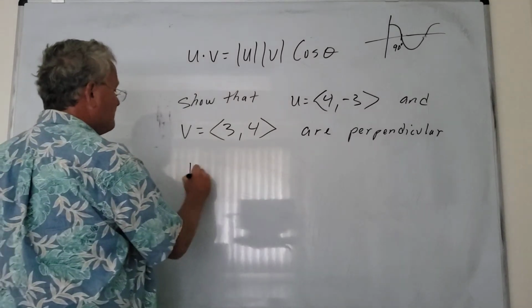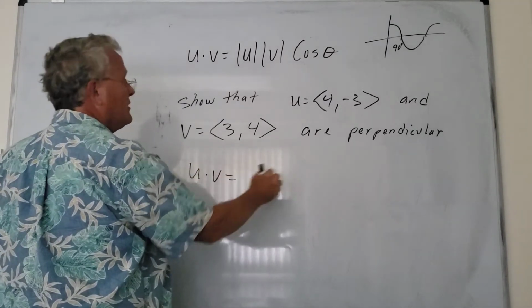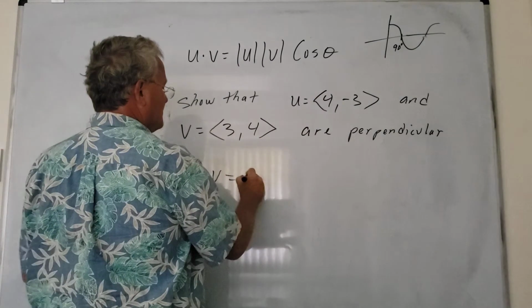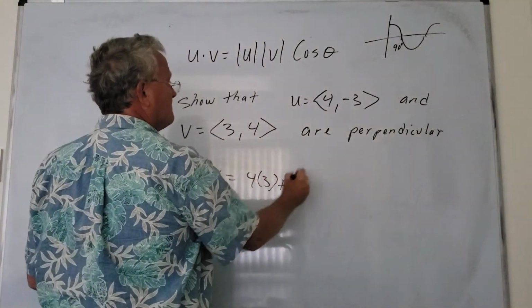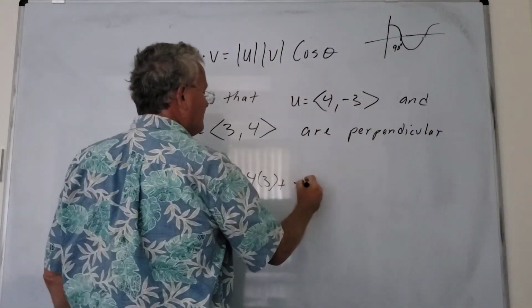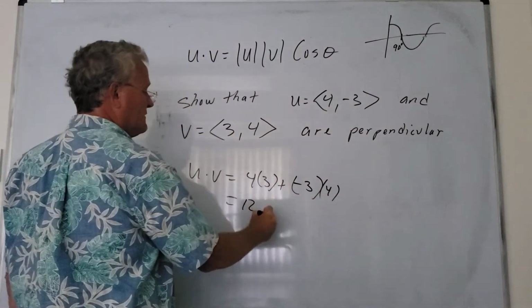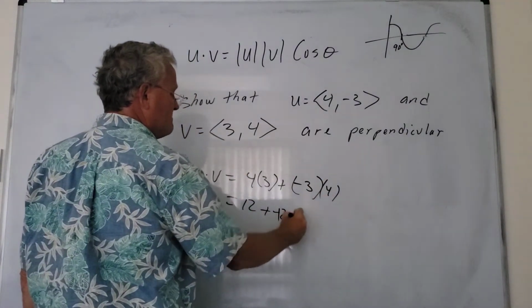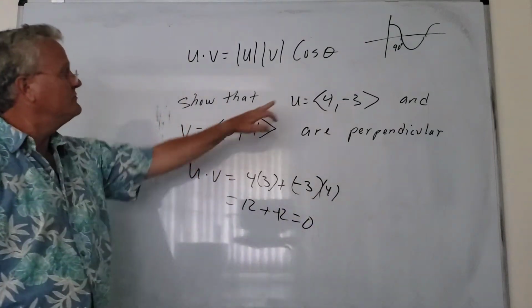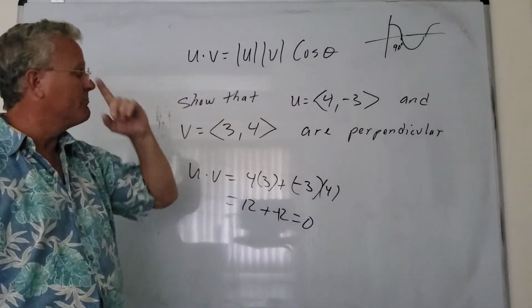So if we dot them, u dot v, you have 4 times 3 plus negative 3 times 4. 12 plus negative 12 is equal to 0. So these two vectors are indeed perpendicular.